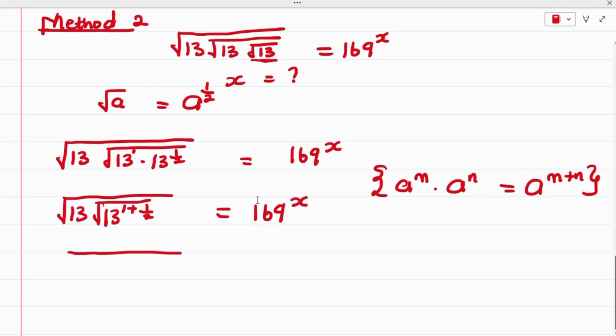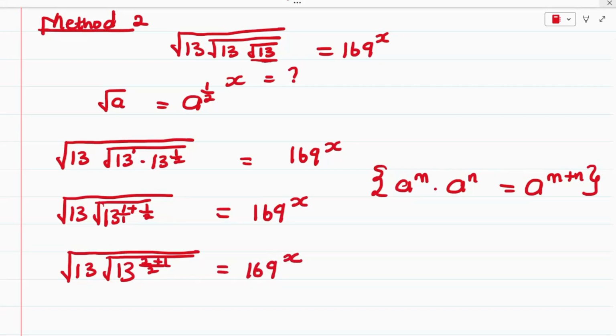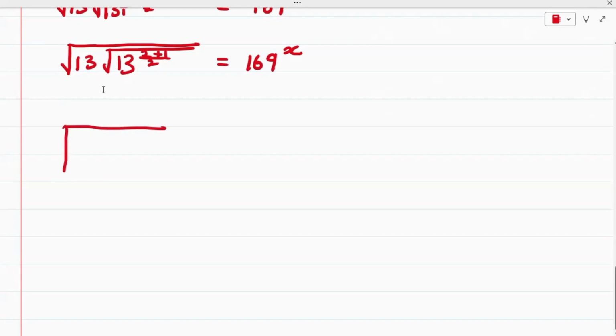So we have the square root of 13 into the square root of 13 raised to the power of 1 plus 1 over 2. The LCM there is 2, this is over 1. 1 into 2 is 2, 2 times 1 is 2, plus 1, which equals 169 raised to the power of x. So we have the square root of 13 into the square root of 13 raised to the power of 2 plus 1 is 3 over 2, which equals 169 raised to the power of x.